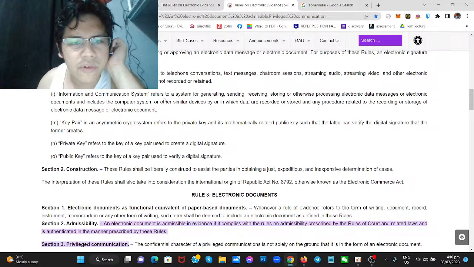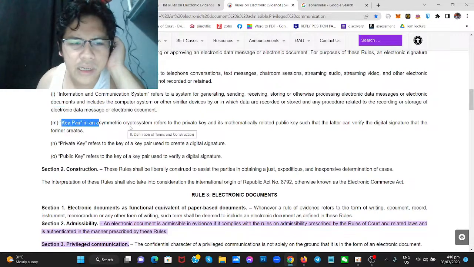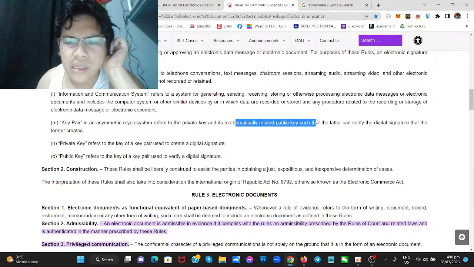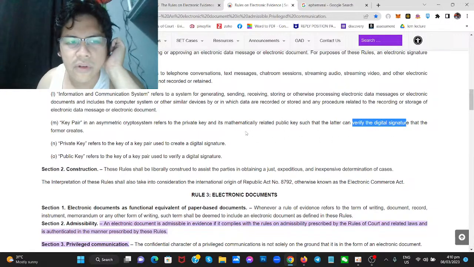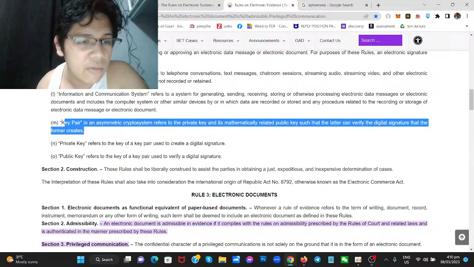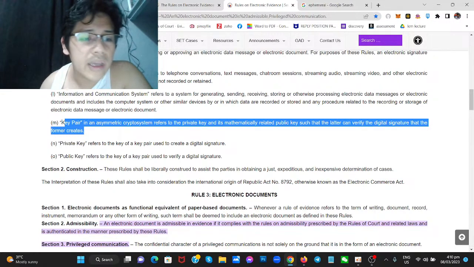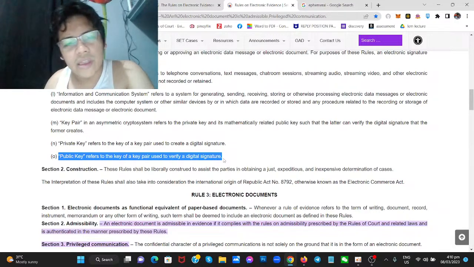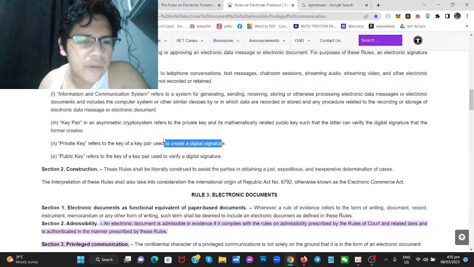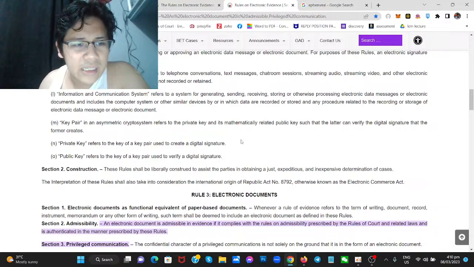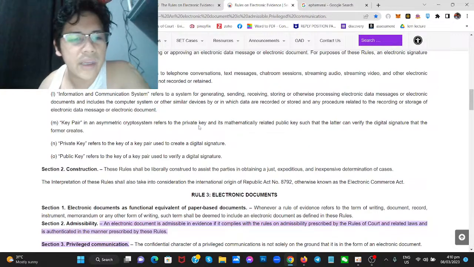Okay. Information and communication system refers to a system for generating, sending, receiving, storing or otherwise processing electronic data and documents, including the computer system. Key pair, in an asymmetric crypto system, refers to the private key and its mathematically related public key, such that the latter can verify the digital signature that the former creates. Okay, so this verifies that you're the one who created the digital signature. Private key refers to the key of a key pair used to create the digital signature, and public key refers to the key used to verify a digital signature. Okay, these are computer terms. So private is the creation and the public is the verification.